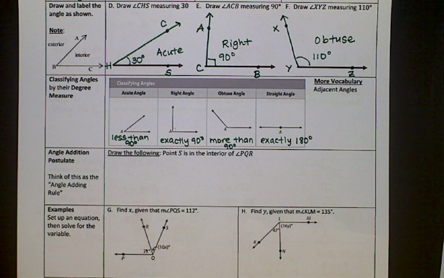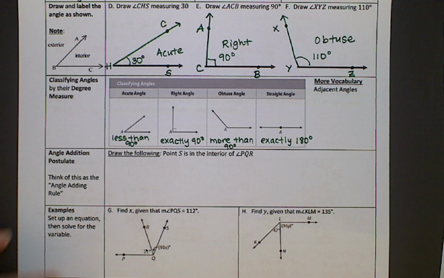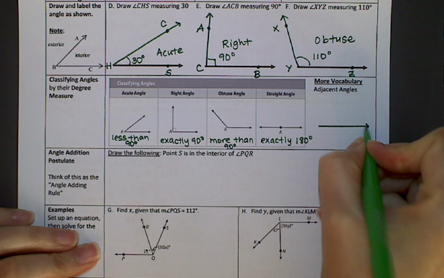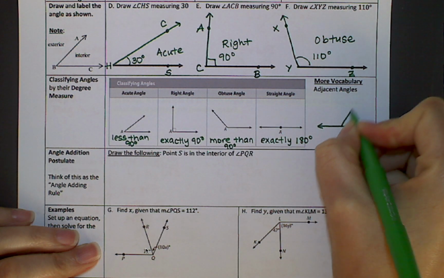Okay, so now we're going to talk a little bit more about adjacent angles. Okay, so adjacent angles just basically mean they're angles that add to be 180 degrees, but they're next to each other.